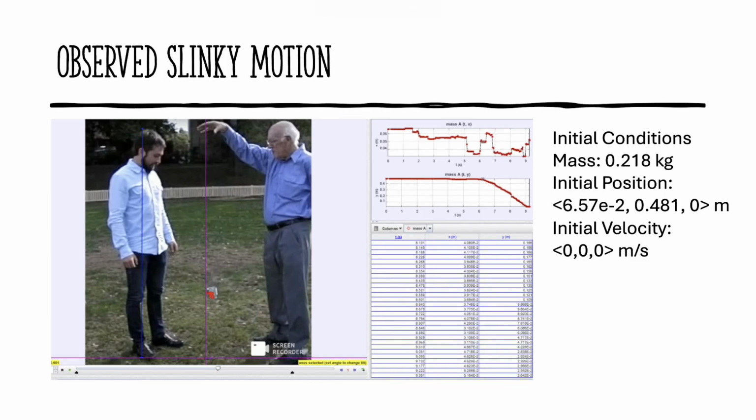These are the calibrations I made in Tracker to accurately track data. I used a height of 1.75 meters for the man on the left, and I plotted my axis as shown. The initial conditions were: the slinky had a mass of 0.218 kilograms, an initial position of 6.57 e to the negative 2 in the x dimension, 0.481 in the y dimension, and 0 in the z direction. The initial velocity was 0 as the slinky was not moving.